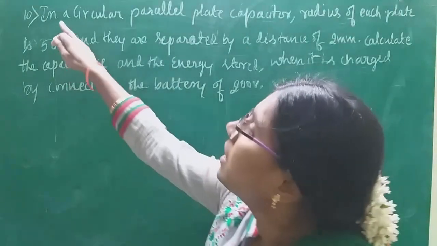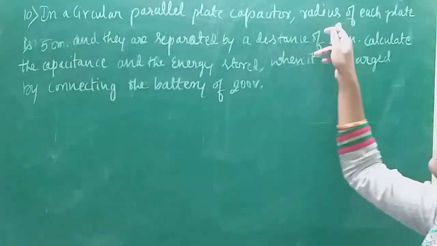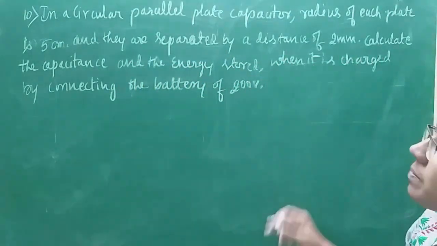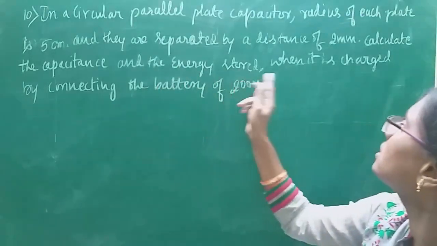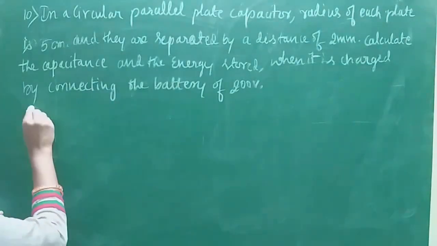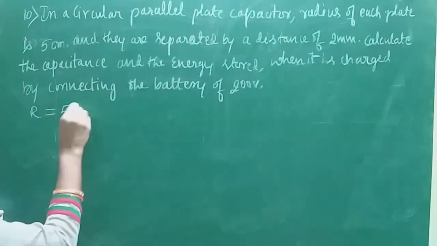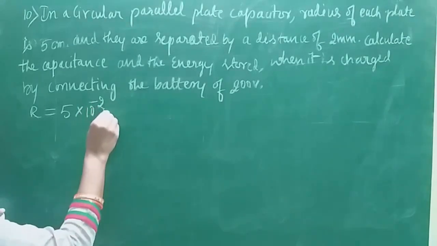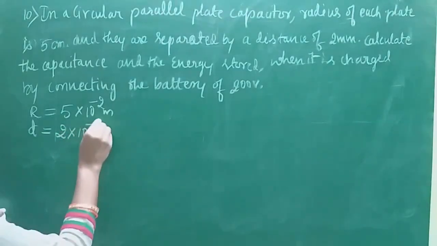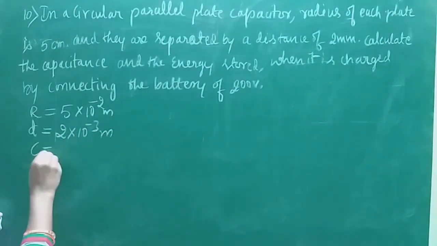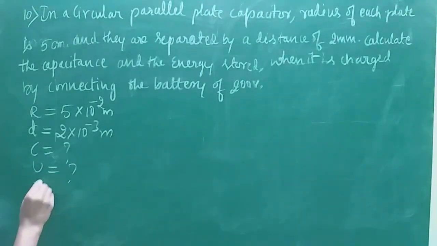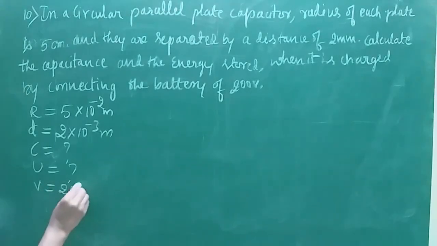Then the next problem is: in a circular parallel plate capacitor, the radius of each plate is 5 cm and they are separated by a distance of 2 mm. Calculate the capacitance and the energy stored when it is charged by connecting a battery of 200 volt. So they have given the radius of the plates as 5 cm, that is 5 into 10 power minus 2 meter, and the distance of separation between the two plates as 2 mm, that is 2 into 10 power minus 3 meter. We need to calculate the capacitance and also the energy stored, and the potential across the capacitor is given as 200 volt.